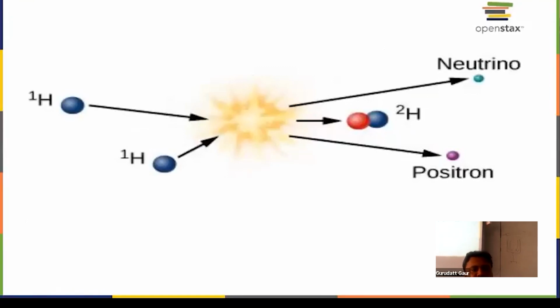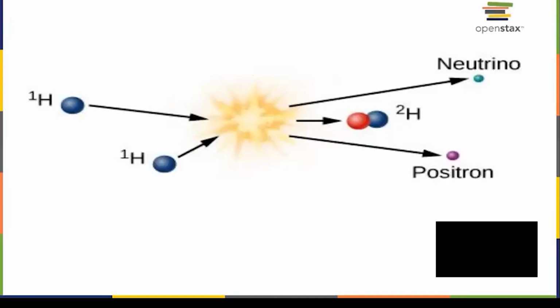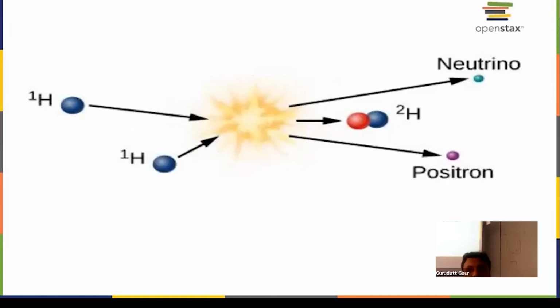So what happens in the fusion? It is a three-step process. The first step, what you get? Two hydrogen nuclei. Right? Nuclei means all the electrons have been stripped off. Hydrogen has only one electron. So these are the two positive charges. Now you want them to interact with each other. For that you have to apply force.